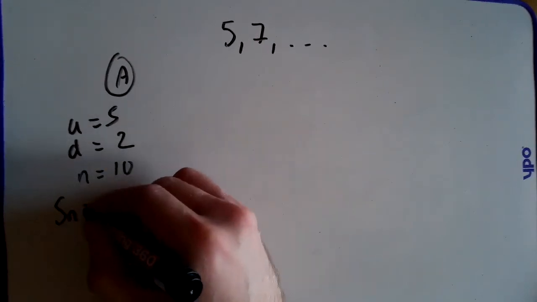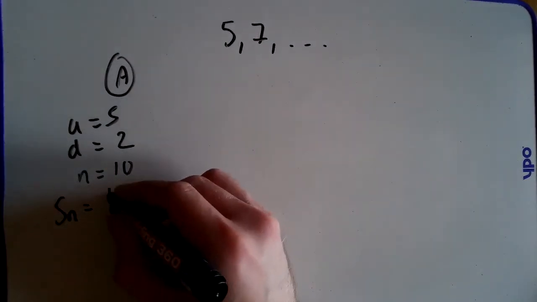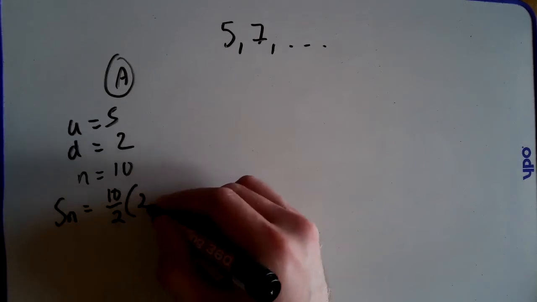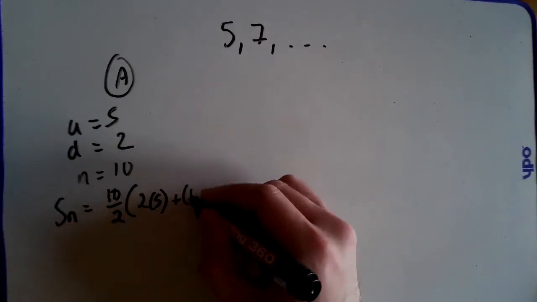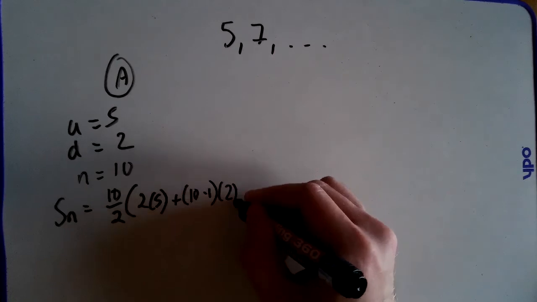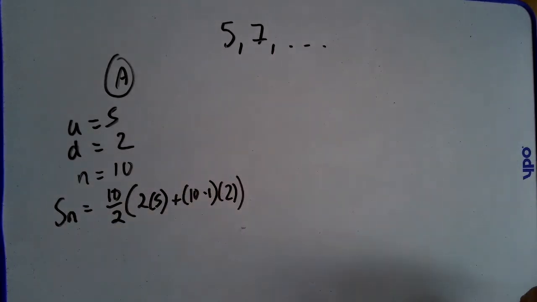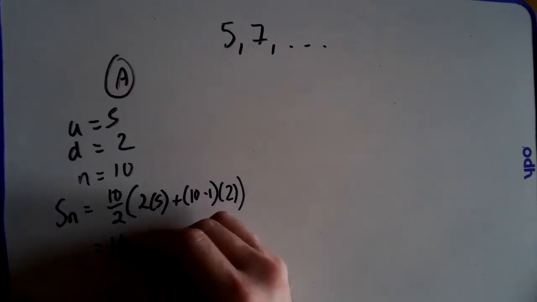So S10 is, use the formula from the formula booklet, N over 2, 2 times A, plus N minus 1 times D, and just type in a calculator. So 5 times 10, add 18, so 140.